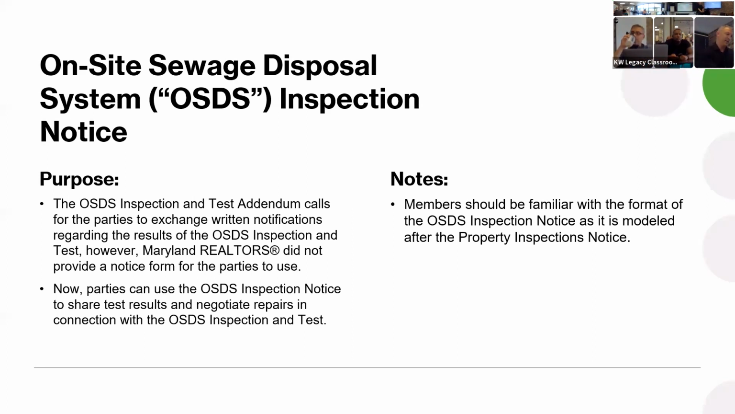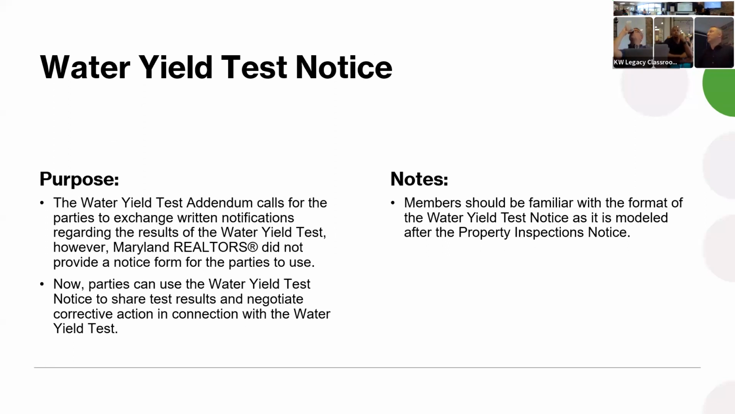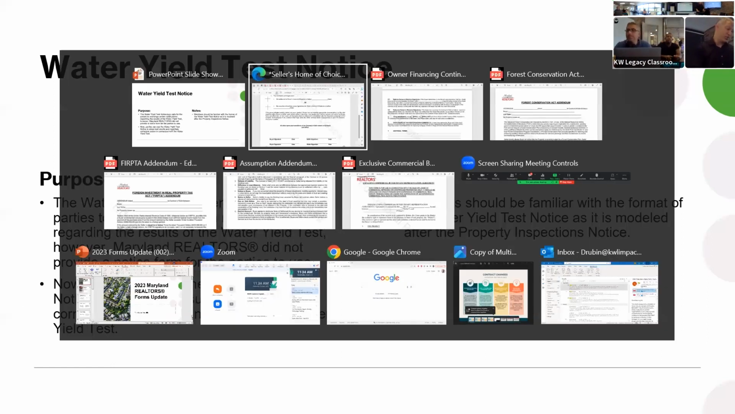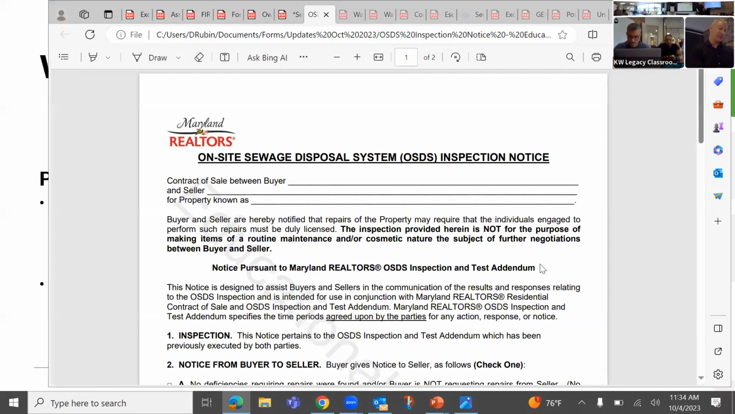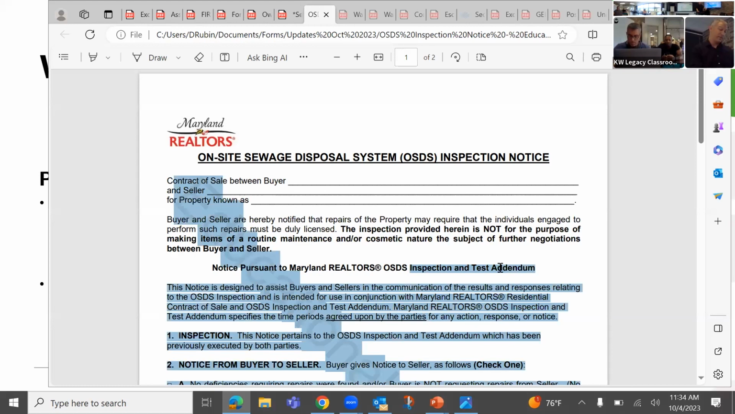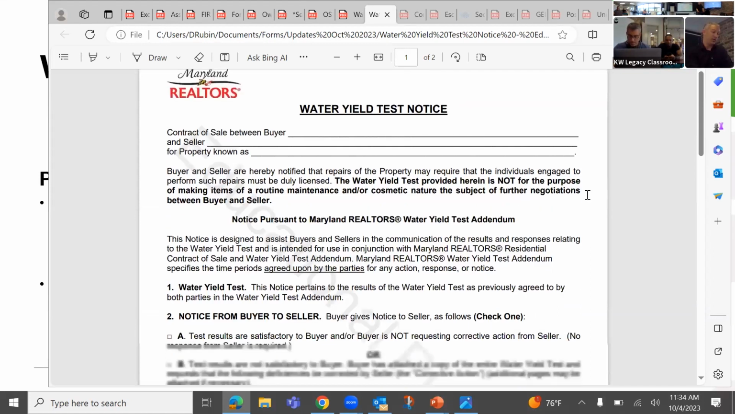There have always been a few extra ones, such as septic, such as water quality, such as water yield, where we didn't really have a friendly way to negotiate how that was going to be handled, right? So now MAR has created essentially a PIN for each of these unique inspections. So let me show you what they look like. It's basically identical to the PIN, but there's three of them, right? So this one is for the OSDS, this is for water quality, this is for water yield.